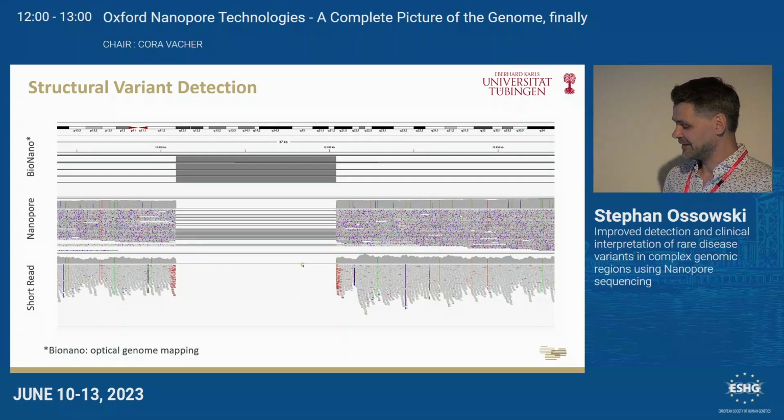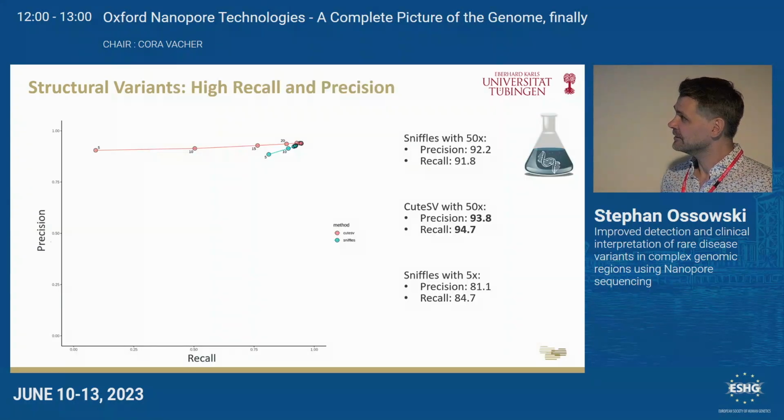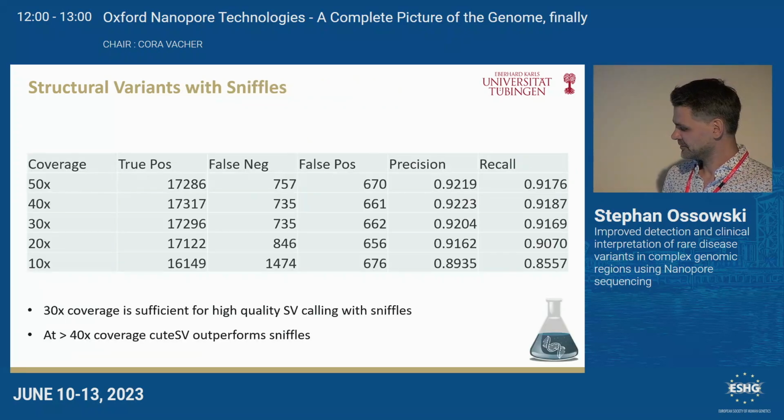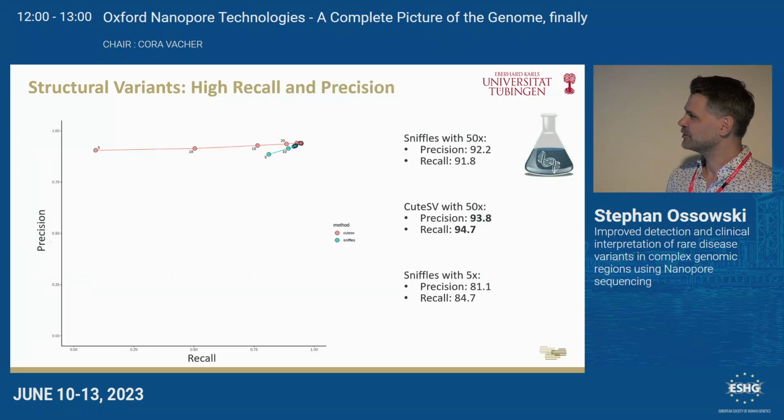Structural variants are another thing that is really good with Nanopore. So here we have an example with Nanopore compared with BioNano and short reads. And we tested that as well using 2 tools, Sniffles and QtSV. And as you can see, Sniffles is basically good even with 5x coverage. They already reach 90% precision and recall, and they get slightly better with more coverage. QtSV, on the other hand, is pretty bad at low coverage, so it has very low recall, but it seems to be tuned for high coverage.